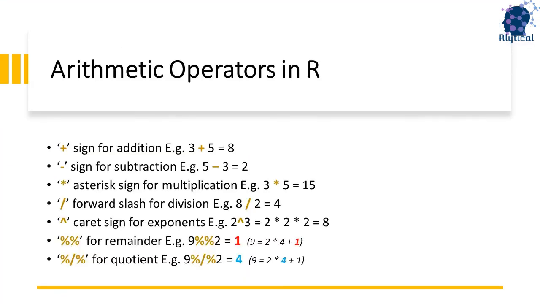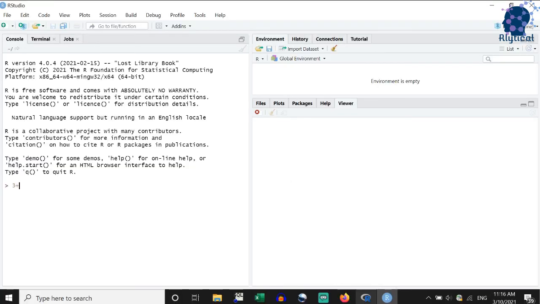Before we get to the next exercise, I want to take a moment to describe the notations that are used in R for doing mathematical operations. The plus sign is used for addition, the minus sign is used for subtraction, the asterisk sign is used for multiplication, the forward slash is used for division, the caret sign is used for exponents. Two percent signs put side by side is used to compute the remainder, and a forward slash between two percent signs is used to compute the quotient. Let's use each one of these.